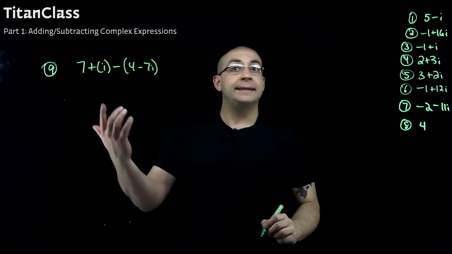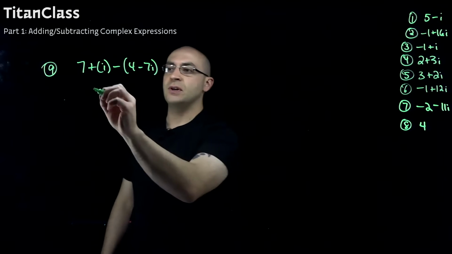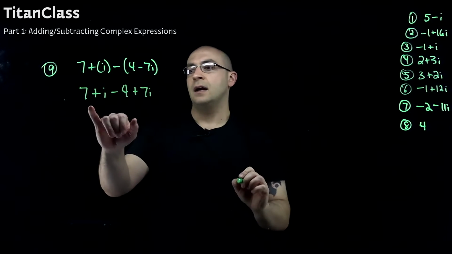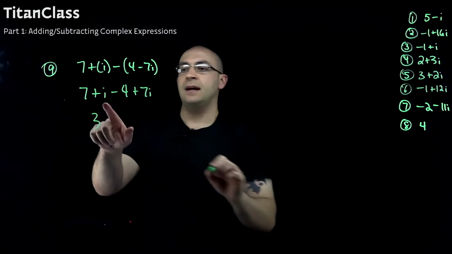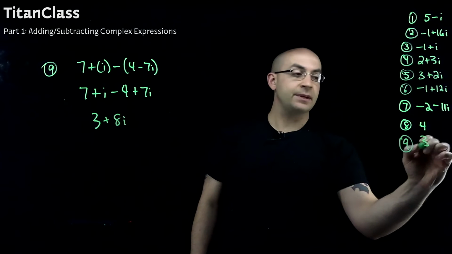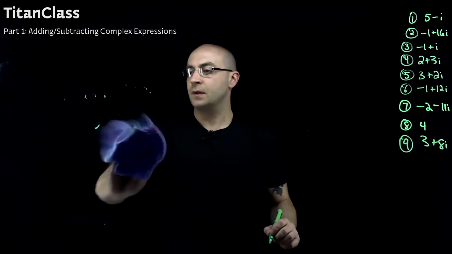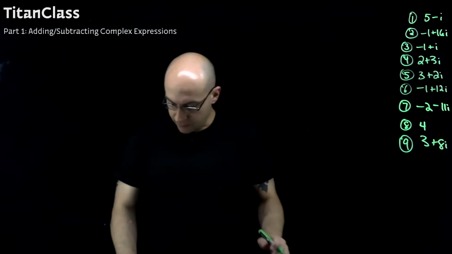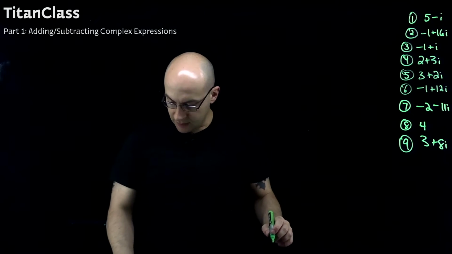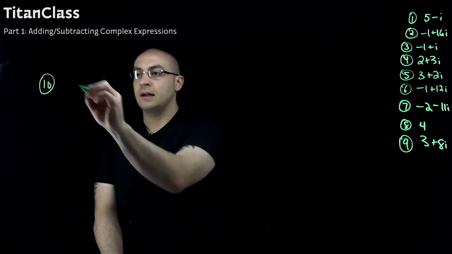Okay, same deal. This is a little weird in the front though. You might see that. Distribute the minus sign to both terms, gives me a 7 plus i minus 4 plus 7i. 7 minus 4 is 3, and i plus 7i is 8i. So final answer for number 9 is 3 plus 8i. All right. Number 10. And again, this is the last one in the set of adding and subtracting.